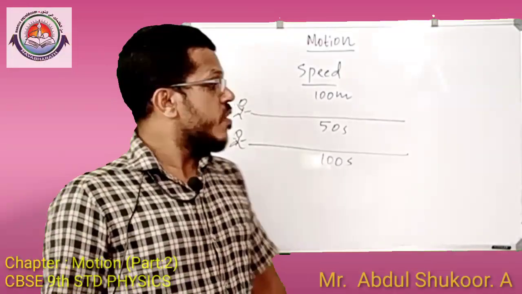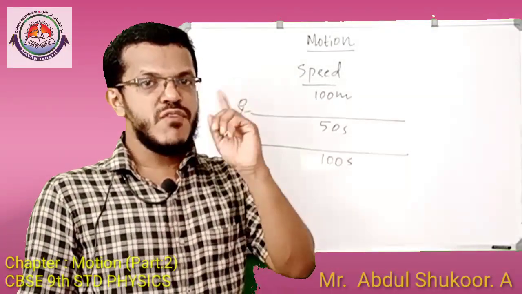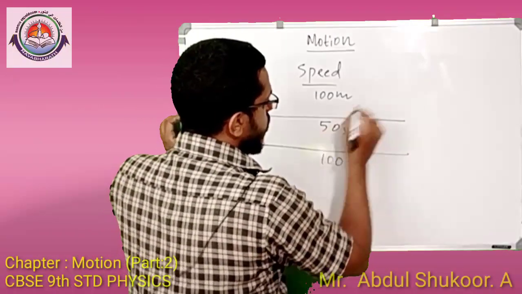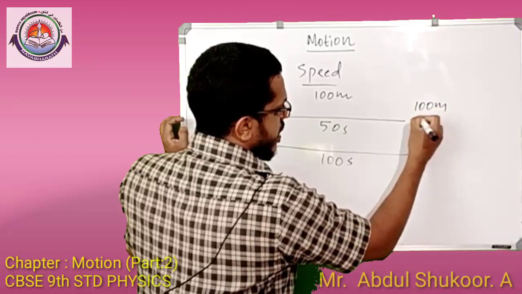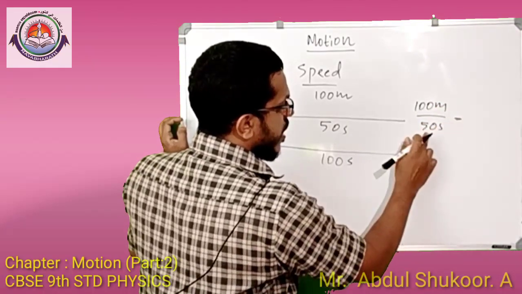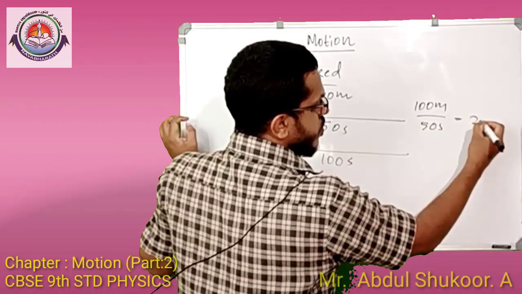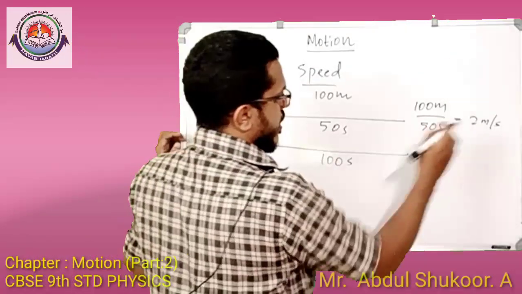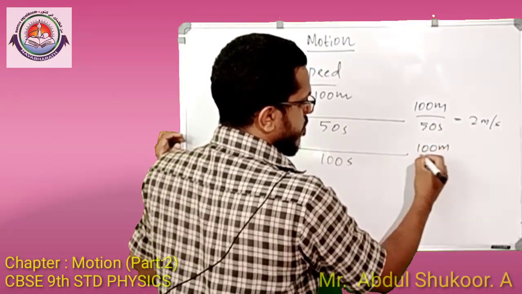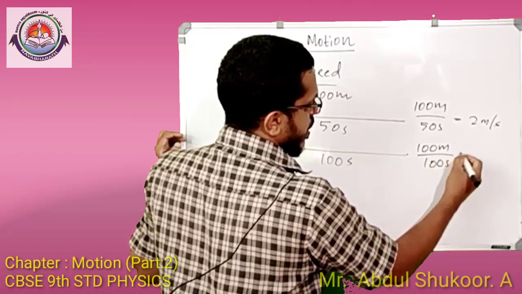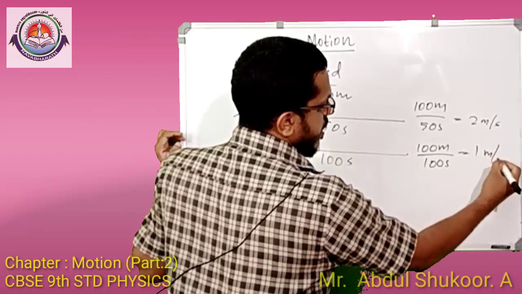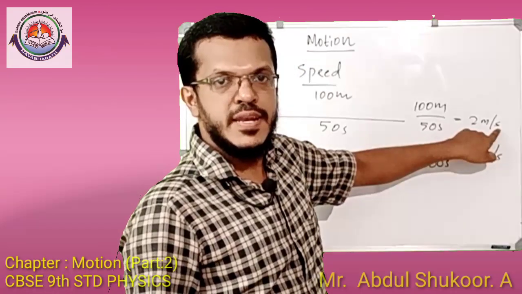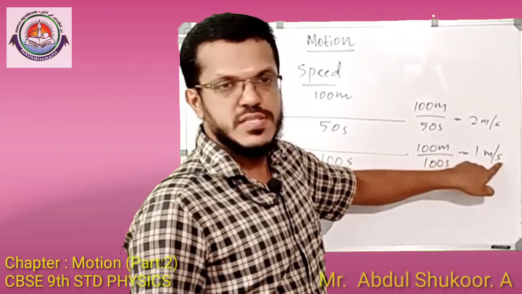Then if you find out the distance covered by both of you in 1 second, that is unit time. For example, you covered 100 meter in 50 seconds, means you covered how much? 2 meter per second. And your friend covered 100 meter in 100 seconds, means your friend covered 1 meter per second. That means you covered 2 meter in 1 second and your friend covered 1 meter in 1 second.